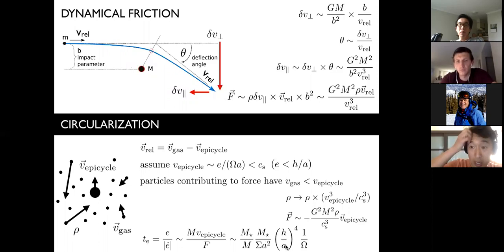So h over a is small, and so eccentricity damping is very efficient. It's much faster than semi-major axis damping. And it's easy to see why. It's because there's no cancellation. There's no competition between inner and outer disk torques. The whole disk is acting to erase the epicyclic velocity.